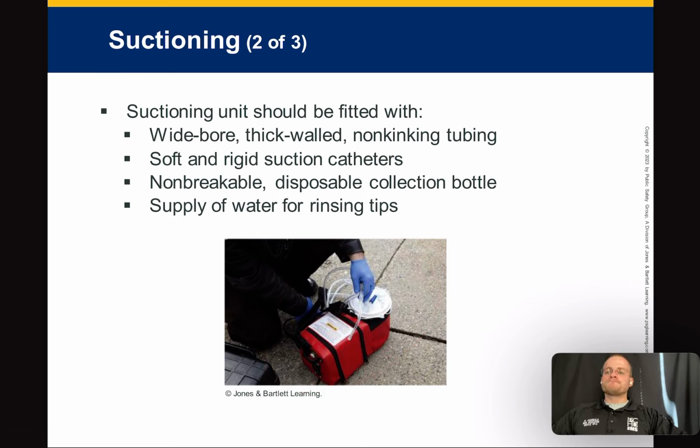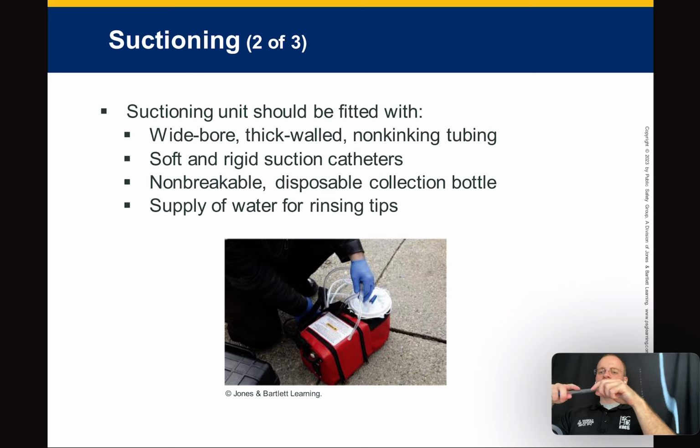And this is pretty wide bore stuff. It's pretty heavy duty tubing. Okay. It shouldn't kink very easily. And this is a rigid catheter. This is called a Yankauer catheter. This is the cat's meow.